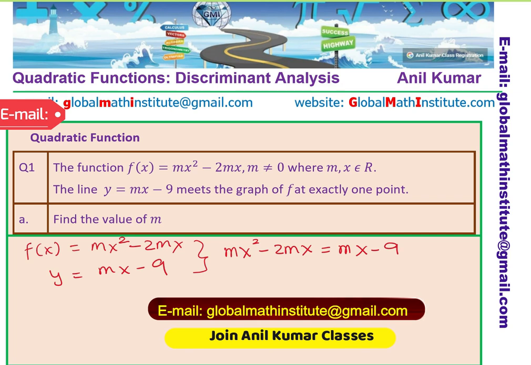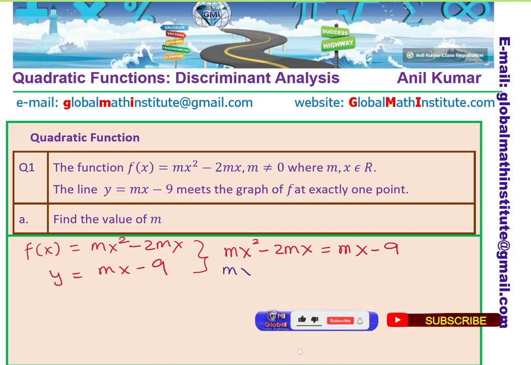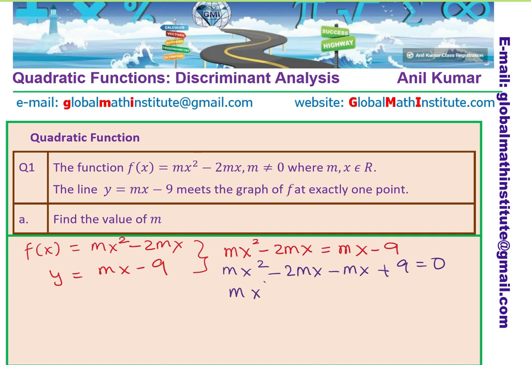Now this is a quadratic equation. Having one solution means that the discriminant should be 0. So let's bring all the terms together and then solve it. So we get mx squared minus 2mx minus mx plus 9 equals 0, which gives you mx squared minus 3mx plus 9 equals 0. Now you could find the value of the discriminant, which is b squared minus 4ac, and equate that to 0.